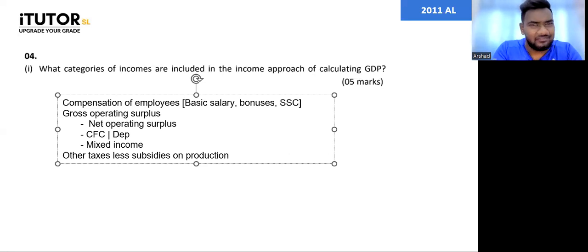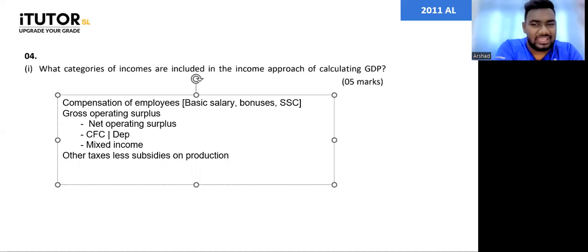Can you all tell me, guys, if I add all of this, do I get GDP or do I get something else? If I add compensation of employees, gross operating surplus, and other taxes less subsidies on production, what do I get? When I add these three main components, what's it called? Quickly, guys, now you all should know. This is gross value added at what price? When you add all of these three, remember, we get gross value added at basic price.